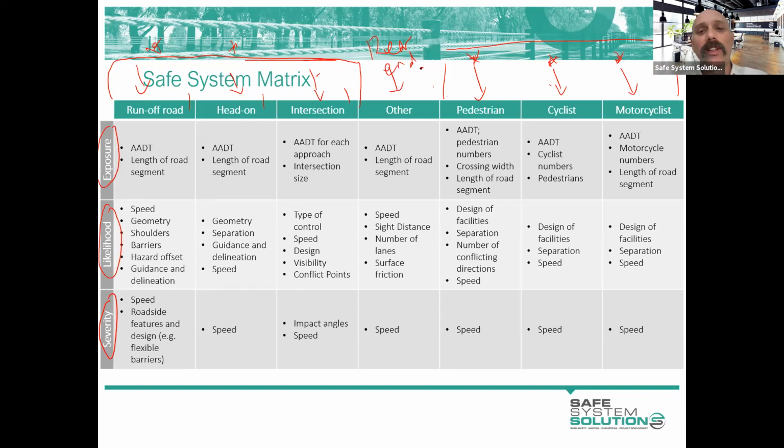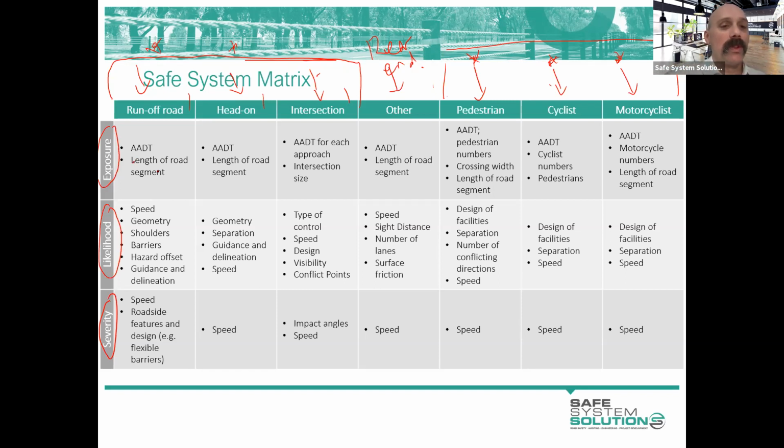And so then each cell of the matrix you populate with a score between 0 and 4. And there are some scoring sheets available to do this, to help you. So you're going to go through and you're going to say, what factors influence the exposure to a crash, the likelihood of the crash, and the severity of the crash? And in a safe system assessment matrix, we dot point all of those. So these are just a bit of a guide.